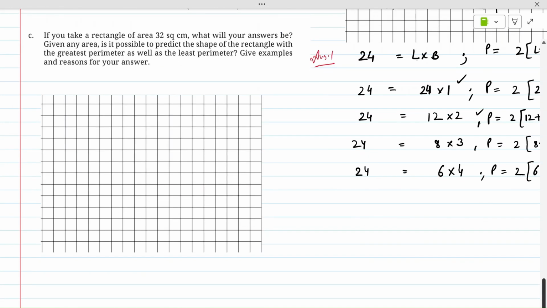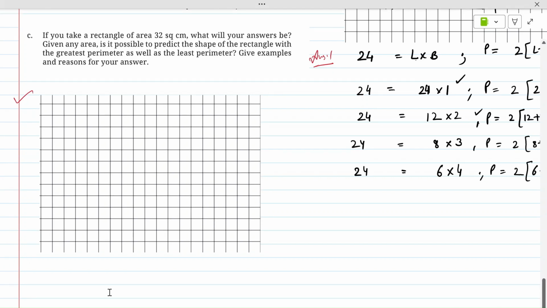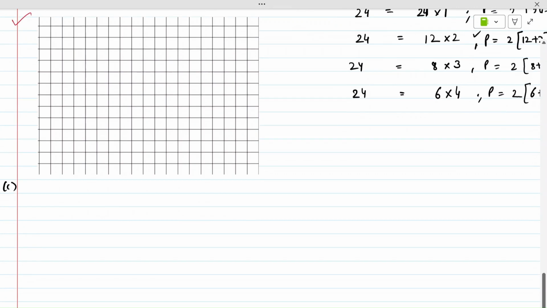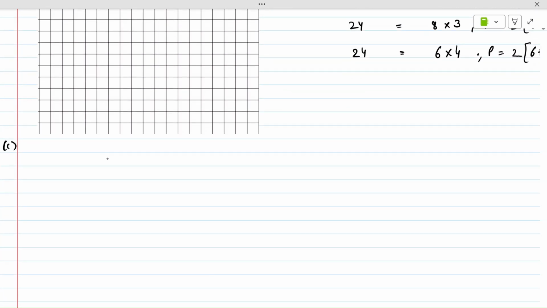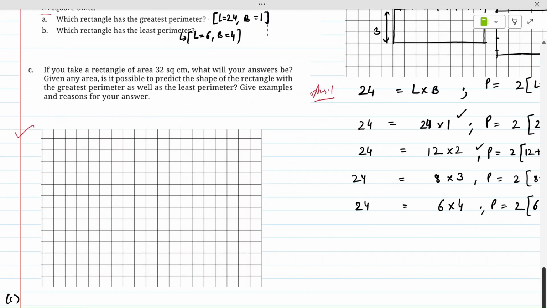Similar to this, we have another question here, kids, where if you take a rectangle of area 32 square meter, what will your answers be? So this I am giving you as homework. I am just helping you here to find out the factors, so that you can draw it here. For C, what we have is 32. Same thing you have to do here for 32. Now, that area should be 32. And again, it's a rectangular area only.